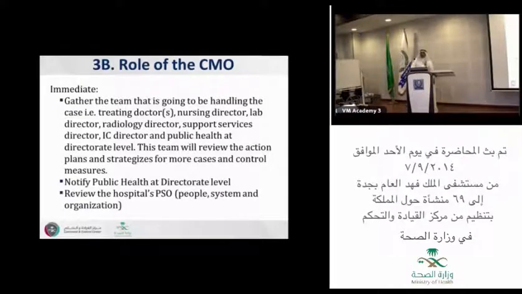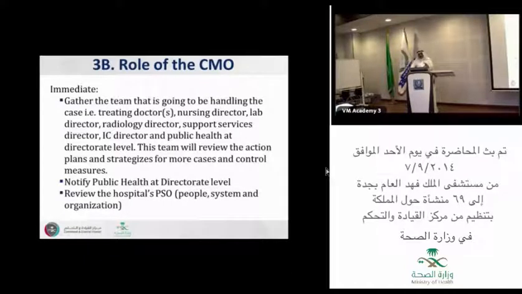The CMO also has an immediate role, and he has a longer term role. The immediate role is to gather the team that is going to be handling the case, i.e. the treating doctor or doctors, nursing director, lab director, radiology director, support service director, infection control director, and public health at the directorate level. And this team will review the action plans and strategize for more cases and control measures.